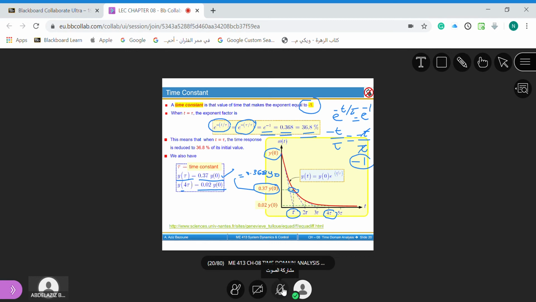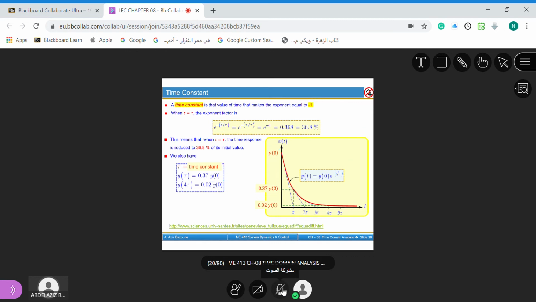That's it. Sometimes I ask the students in the major exam, I give them a response and ask them to define from the response what tau is. All you have to do is draw a tangent at the origin. If this is your plot, behaving like this, you draw the tangent here at the origin, at this point, like we are doing here.